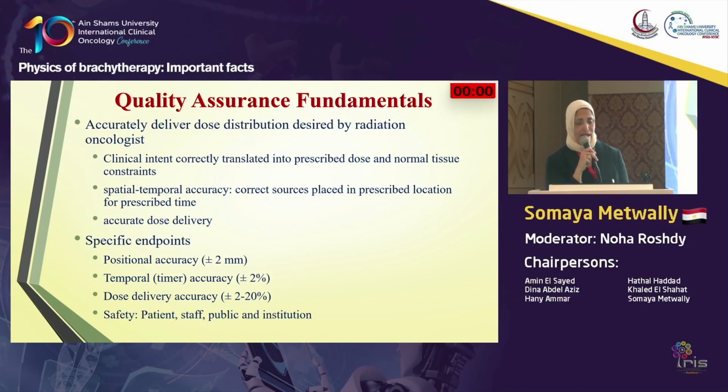Accurately deliver the dose distribution desired by a radiation oncologist, of course. The clinical intent must be correctly translated into prescribed dose and normal tissue constraints. Spatial and temporal accuracy means the correct source is placed in the prescribed location for the prescribed time. You have to do some steps first.